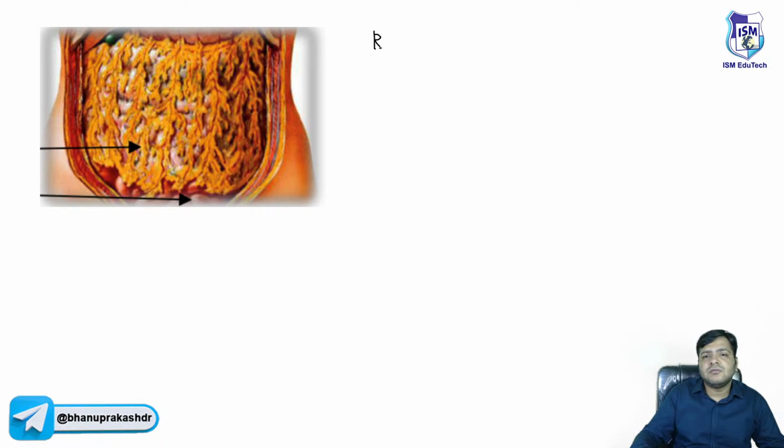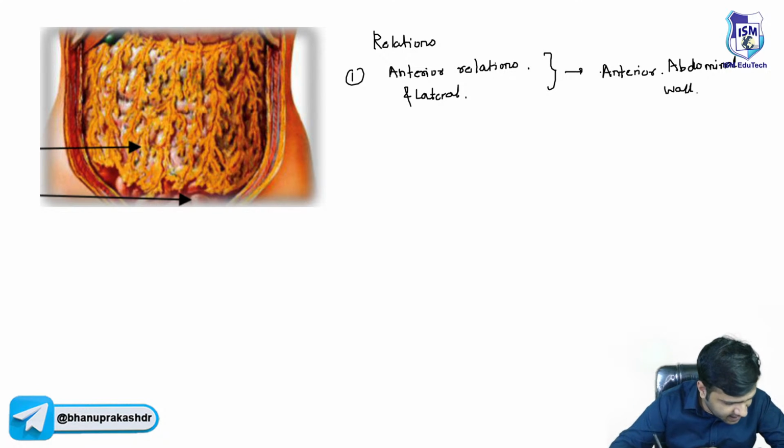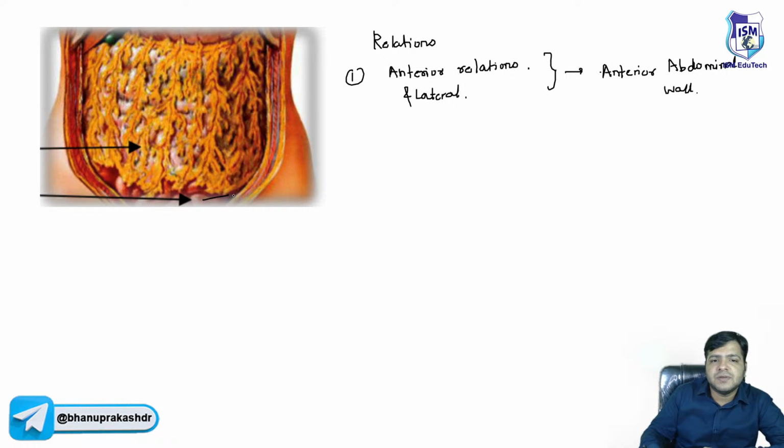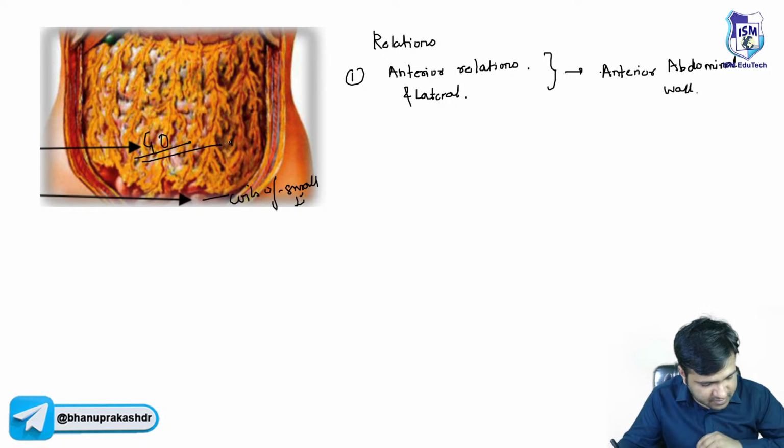Now coming on to the relations, the anterior relations. Anterior and lateral I will combine together. They are related to the anterior abdominal wall, just like the ascending colon. We can see the greater omentum also, and coils of small intestine, which are not shown in the picture. These are present anteriorly and laterally also.